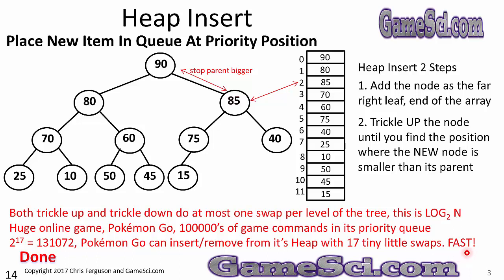That's fast. Again, there's 100,000 commands coming in every second. Every second you've got to execute those commands with a priority. It only takes 17 swaps to insert something into a large priority queue.